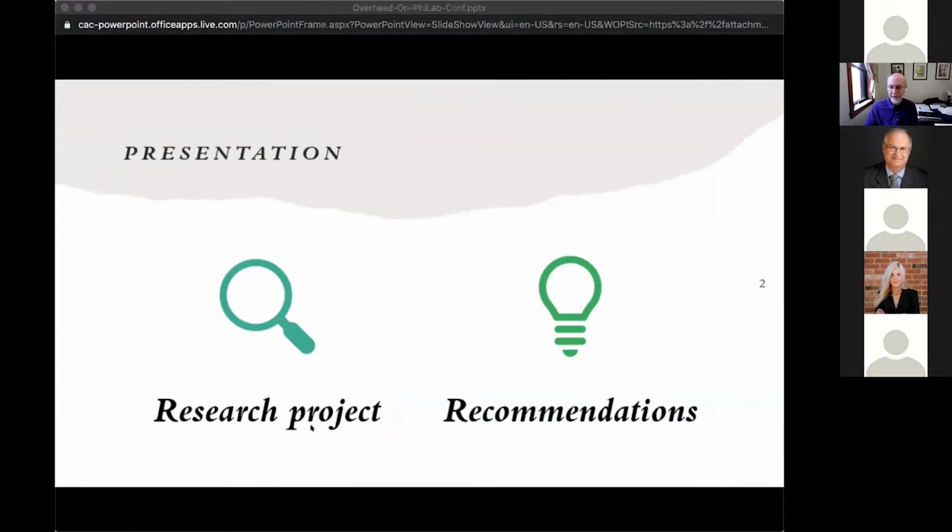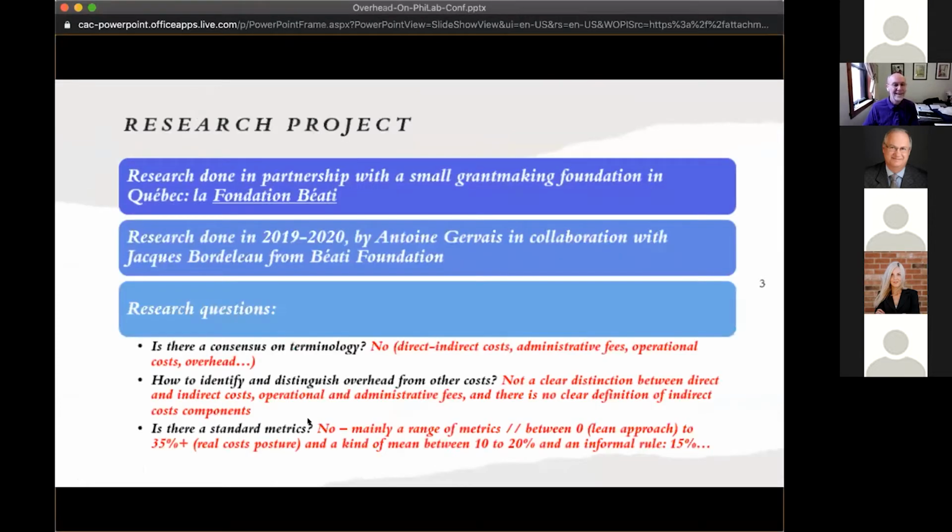So we can change the slide. The research was done in partnership with a foundation from Quebec that is called Fondation Beatty. They had questions around the way they can set up a kind of standard for overhead cost. And they approached us in 2019 to start a research, and I mobilized a student, Antoine Gervais, to help me work on that, to answer the question that the Fondation Beatty had. It was started in 2019. It was over by the middle of winter 2020, just before the pandemic, and we finalized the study in fall 2020 and started to valorize the results.